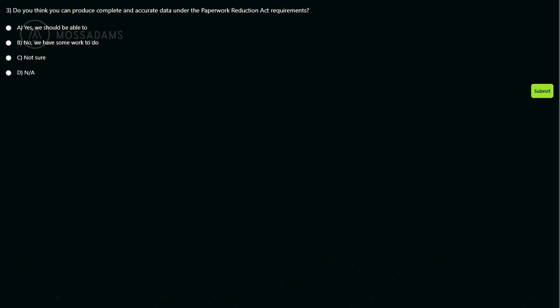Now I think that leads us to our third polling question. All right, thank you. So our third question, do you think you can produce complete and accurate data under the Paperwork Reduction Act requirement? A, yes, we should be able to. B, no, we have some work to do. C, not sure, or D, not applicable.